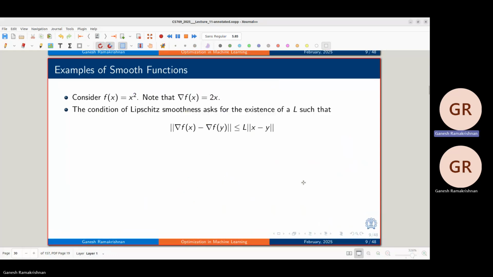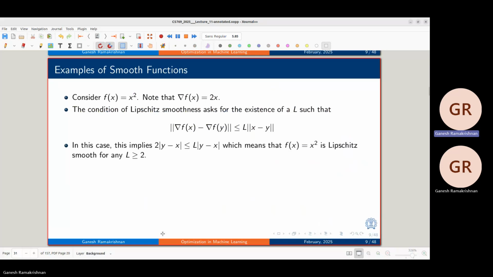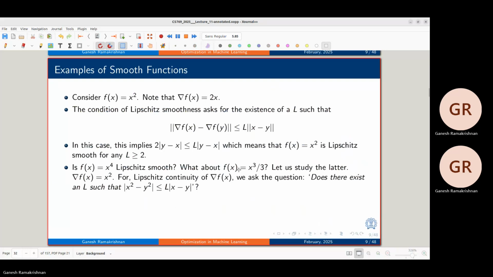You can also analyze this using, as I said, the definition itself. Instead of jumping to the Hessian, you can say, well, 2y minus 2x is less than or equal to L times y minus x. L can be basically 3 or whatever. So x square is very easy. What about x raised to 4? Does there exist an L such that x square minus y square is less than or equal to L times x minus y?